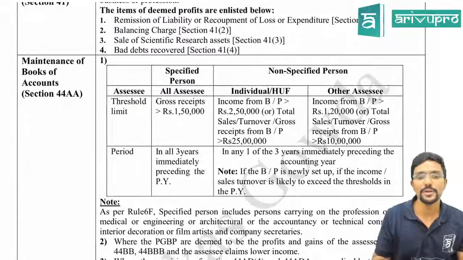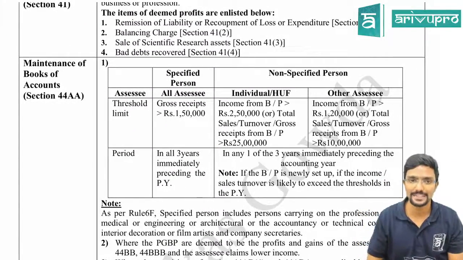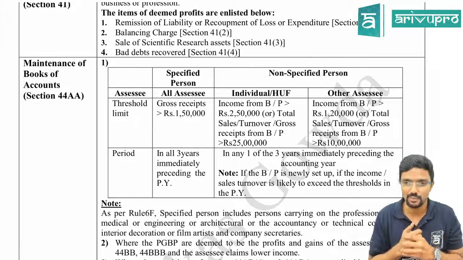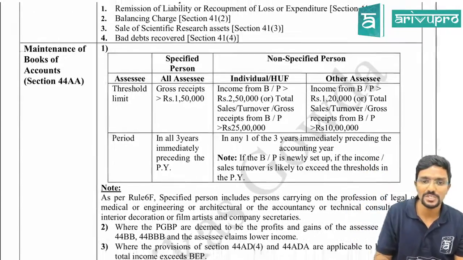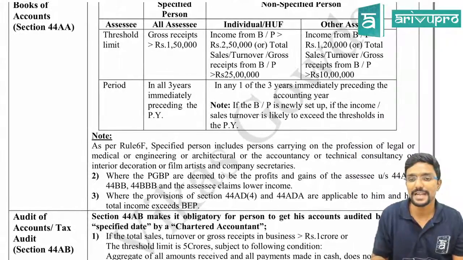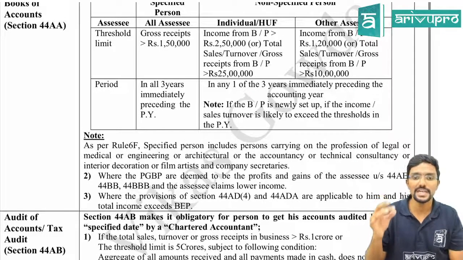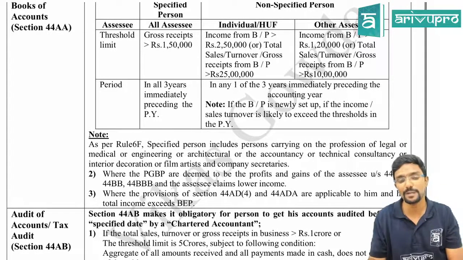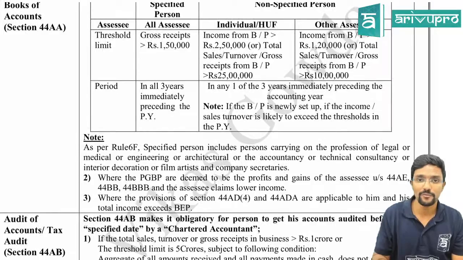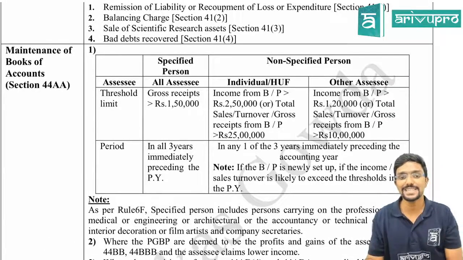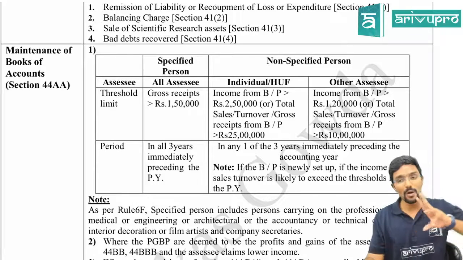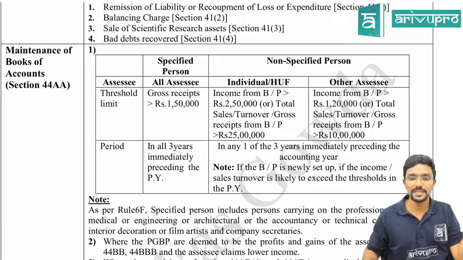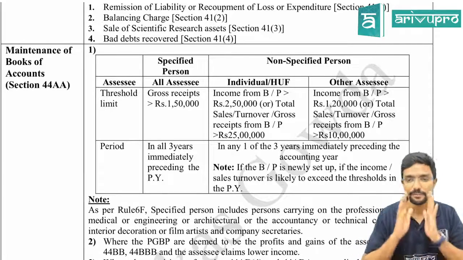Clear guys? Then coming to who should maintain the books of accounts as per income tax, it is given in 44AA, an important section. If you are a specified person carrying on a specified profession, who is that specified person? We will see first. Whoever is carrying on the profession of legal, medical, engineering, architectural, accountancy, technical consultancy, interior decoration, film artist and company secretary. For them, when should they maintain books of account? If their gross receipts exceed 1,50,000 in all the 3 years preceding the previous year. Don't touch the previous year. Go back to the last 3 years. In all 3 years, if it is more than 1,50,000, maintain the books.